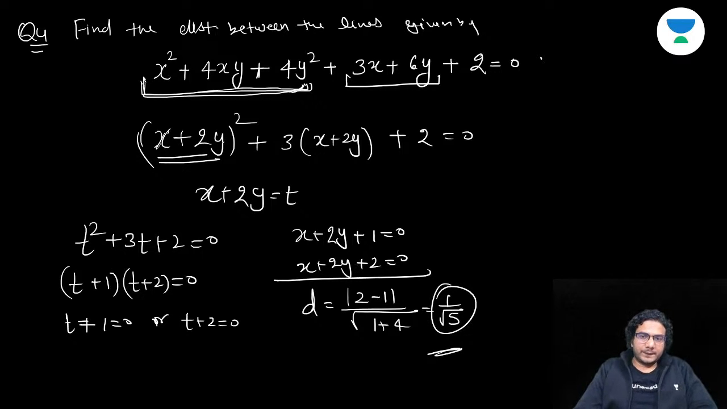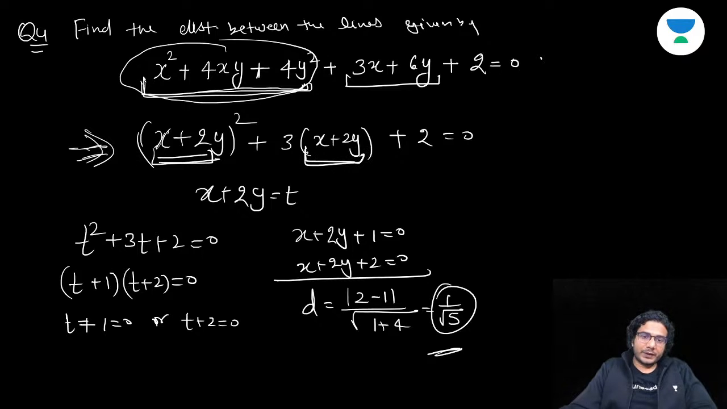Got it, Raghav? You can always separate like this, okay? This is the easiest case to separate the lines, parallel lines. If h square is equal to ab, make this part a perfect square, and it will be a perfect square of a linear expression of x and y. The same linear expression you get here also. So you can put this is equal to t, and it will become a quadratic in t, and you can find the numerical values of t easily.